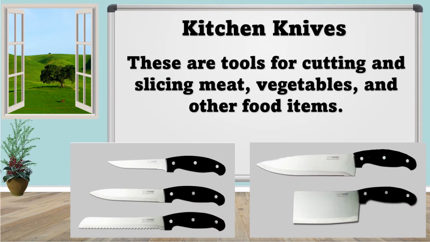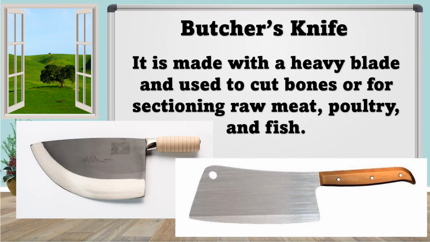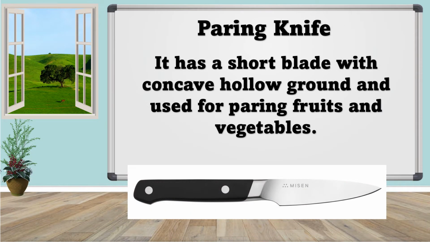Kitchen knives are very useful tools for cutting and slicing meat, vegetables, and other food items. It comes in different types and sizes such as butcher's knife, which is made with a heavy blade and used to cut bones or for sectioning raw meat, poultry, and fish. Paring knife has a short blade with concave hollow ground and used for paring fruits and vegetables.